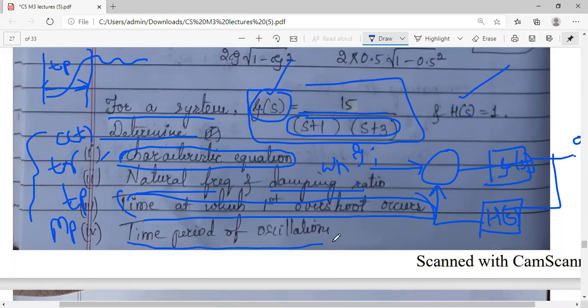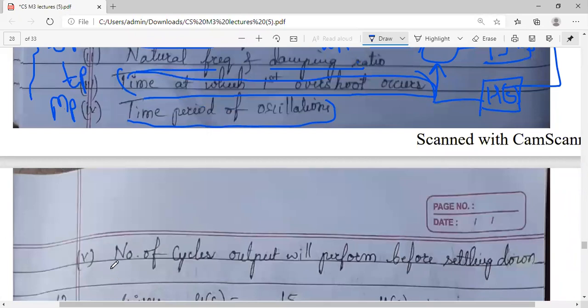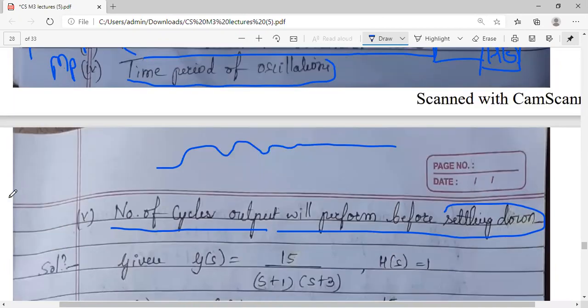Then the time period of oscillations, how long your transient response will vary, that is nothing but settling time you need to calculate. And this is one new term to you: number of cycles that the output will perform before settling down. So how many repetitions there will be before it reaches steady state. So these are the things to be calculated.